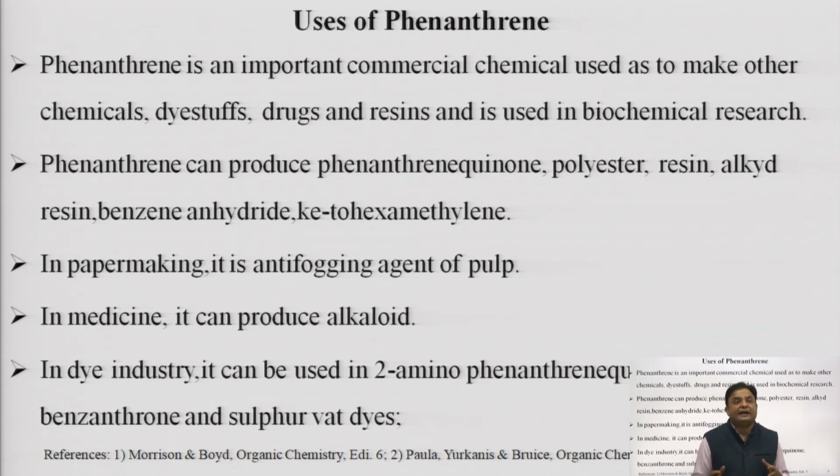Okay. So phenanthrene can produce phenanthraquinone, polyester resin, alkyl resins, benzene anhydride, then ketohexamethyl. Then it can also be used in the preparation of anti-fogging agents of pulp. It can also be used in the synthesis of various alkaloids, and it's also a part of various natural alkaloids like morphine. Okay.